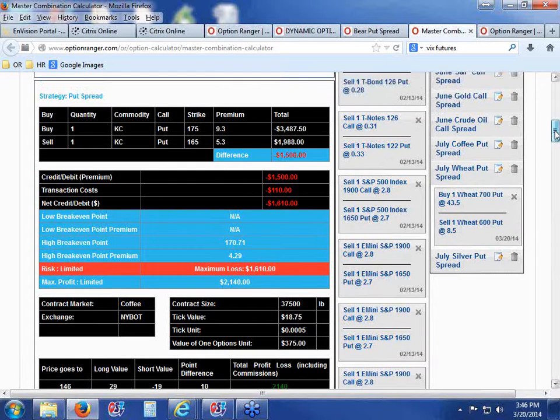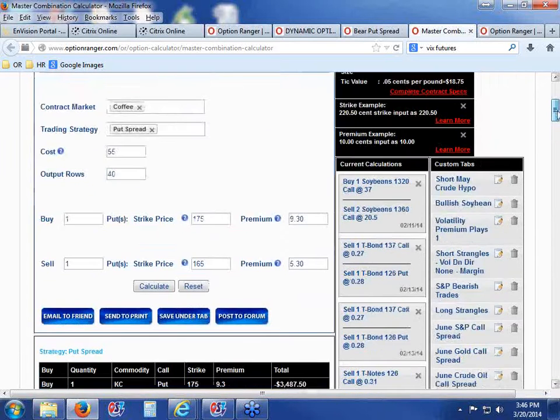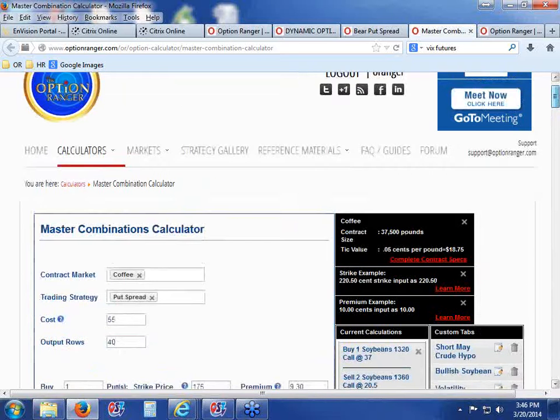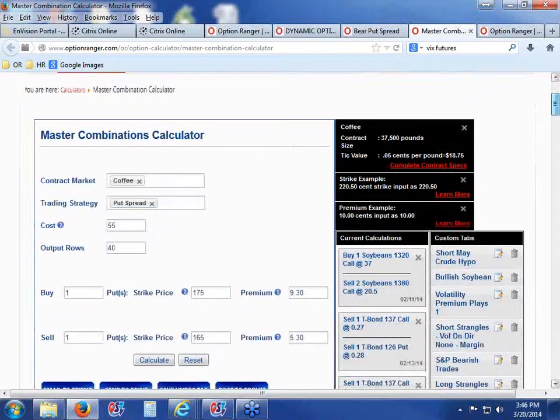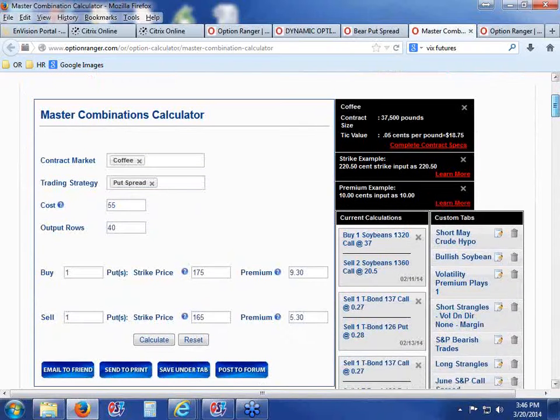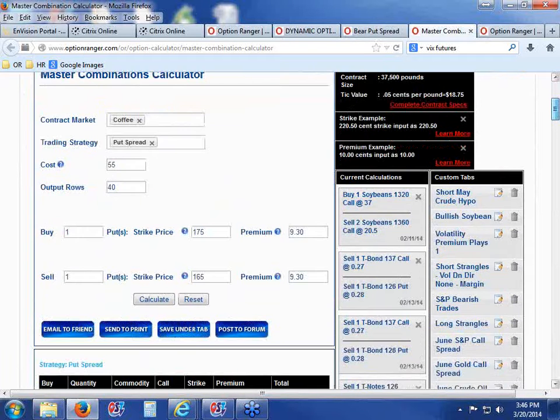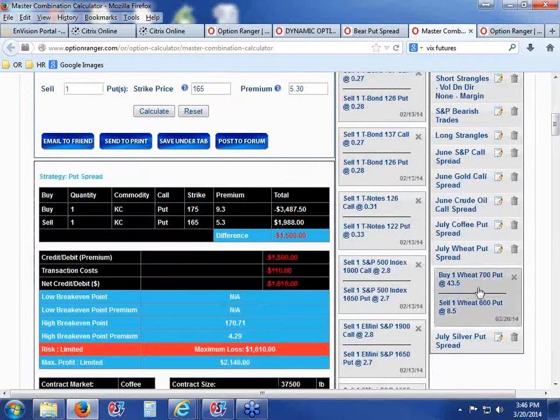The next example that we're going to look at is again on the same scenario. We're looking for a bearish outlook, but an undecided volatility expectation. In this case, we're looking at the wheat market. The particulars of the trade are that there's a $7 put purchased for 43.5 cents, and that there's a $6 put sold for 8.5 cents.